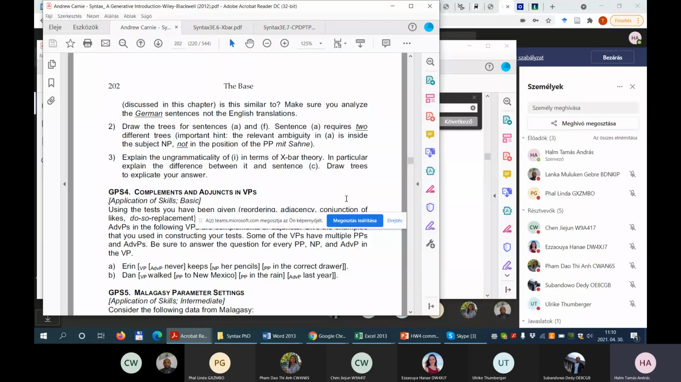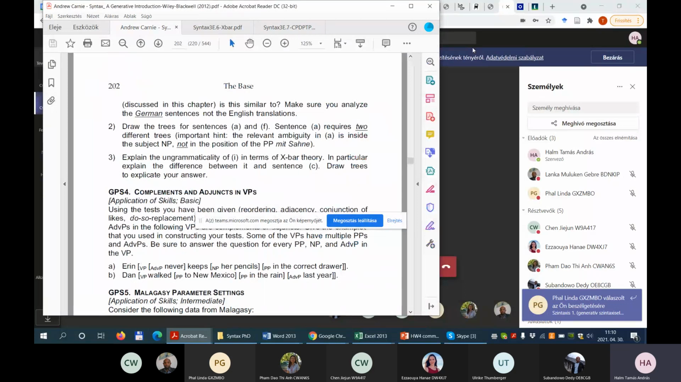So is it an adjunct? Is it a complement? And the truth is that there are some phrases which are sort of halfway between adjunct and complement, okay? But that's a more advanced topic which we can't discuss in detail. But you should know that most of the time you can say very easily whether something is a complement or an adjunct, but there are cases where the lines are a bit blurred.